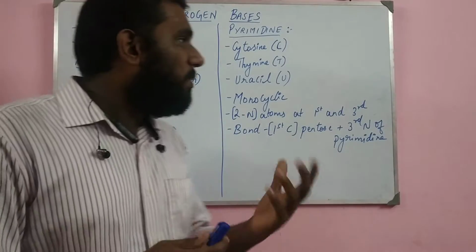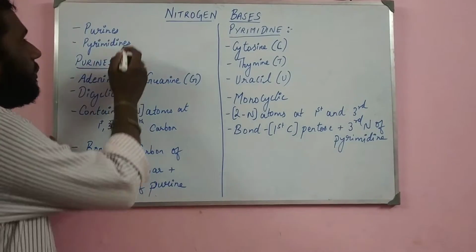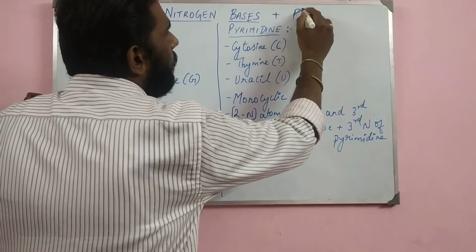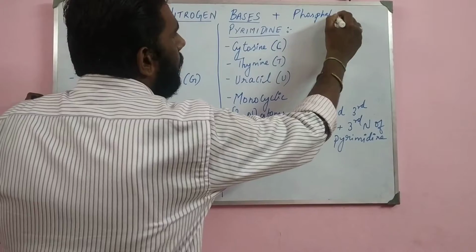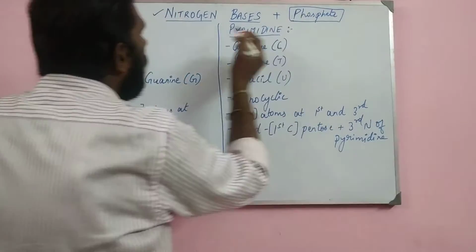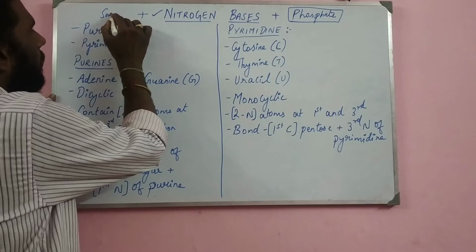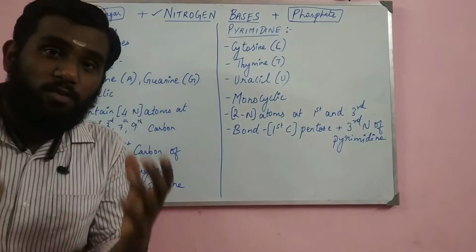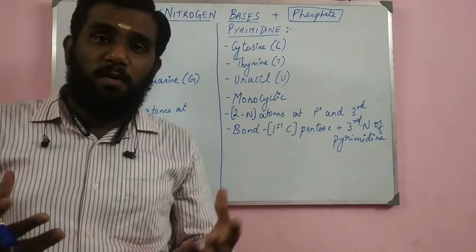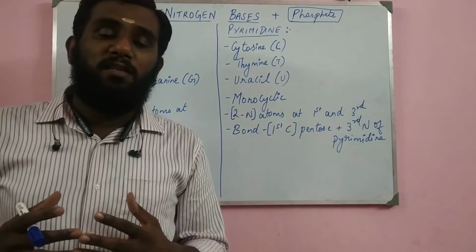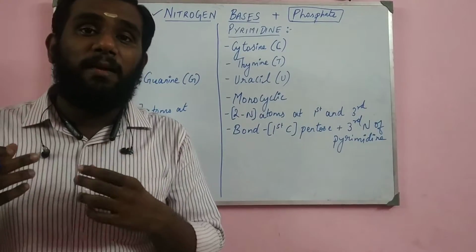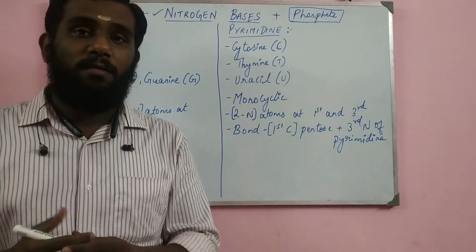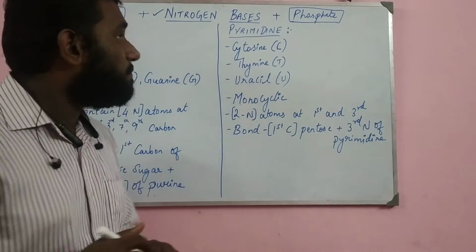In this video, we'll be seeing about the nitrogenous bases, apart from the phosphate, which we'll be seeing in the next video, and the sugar, which we saw in the previous video. Apart from these two, what are the components of the nitrogenous bases, and how exactly are these structurally designed so that they form a part of the nucleic acid? We'll be seeing about it one by one.